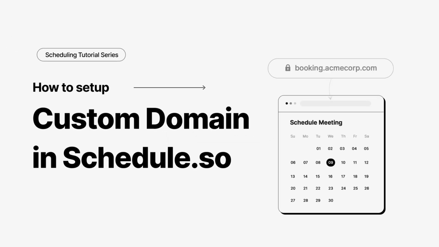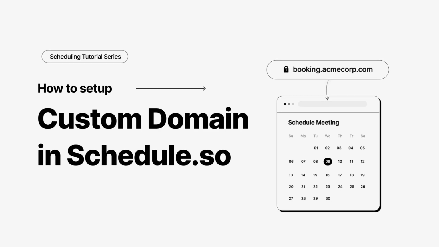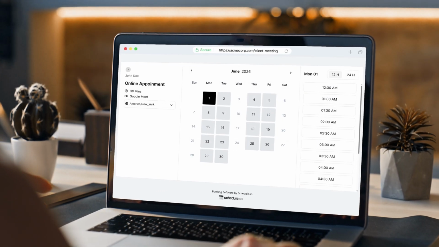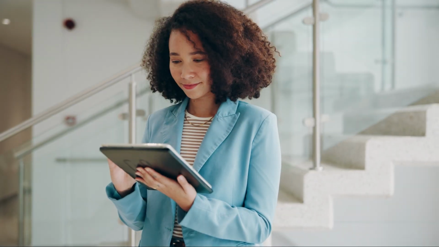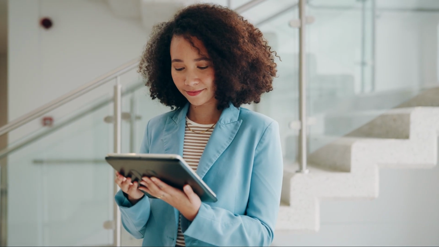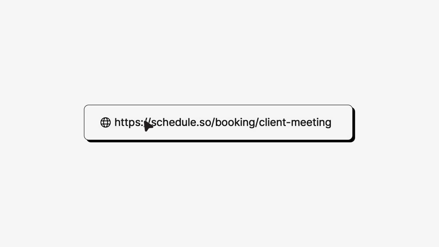In this tutorial, we'll walk you through how to set up a custom domain in Schedule.so. A custom domain lets you host your booking page on your own branded URL, making your scheduling experience look more professional and aligned with your business, instead of sharing a default booking link.